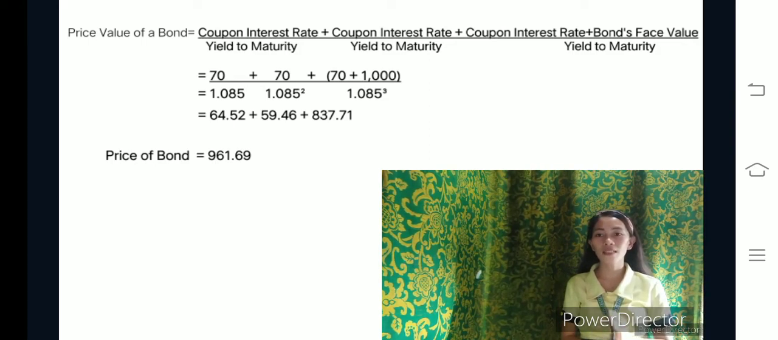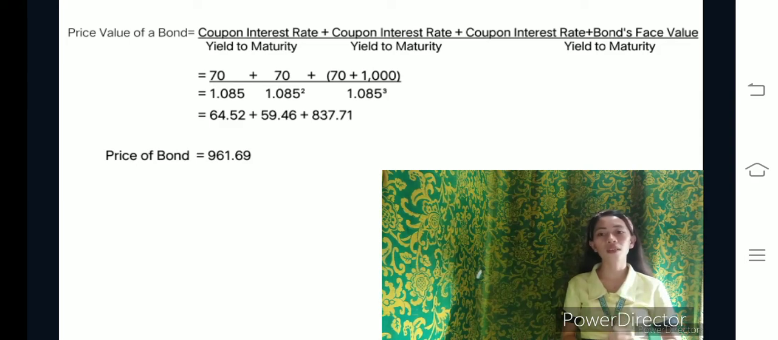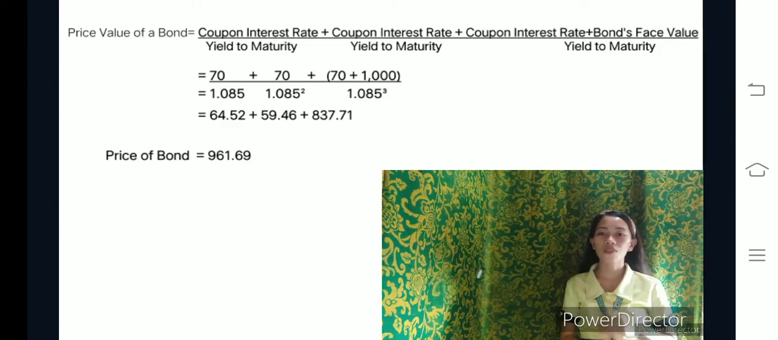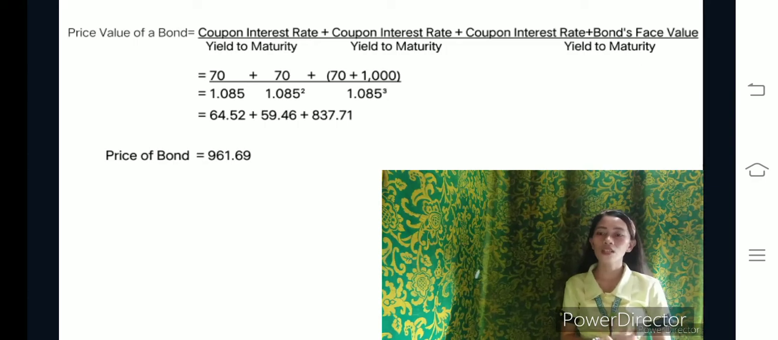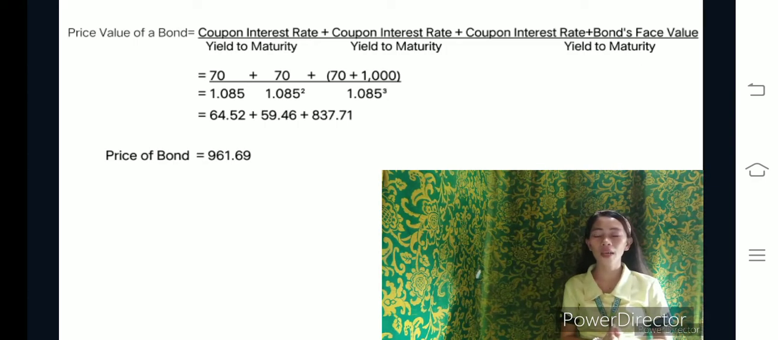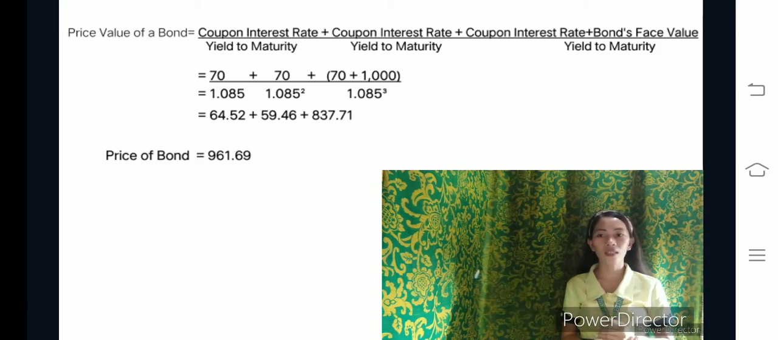Coupon interest plus coupon interest divided by yield to maturity, plus the coupon interest for the second year divided by yield to maturity, and for the last term, another coupon interest including the bond's face value divided by yield to maturity. So let's now substitute the amounts based on the problem. Our coupon interest is 70. Our yield to maturity is 1.085.